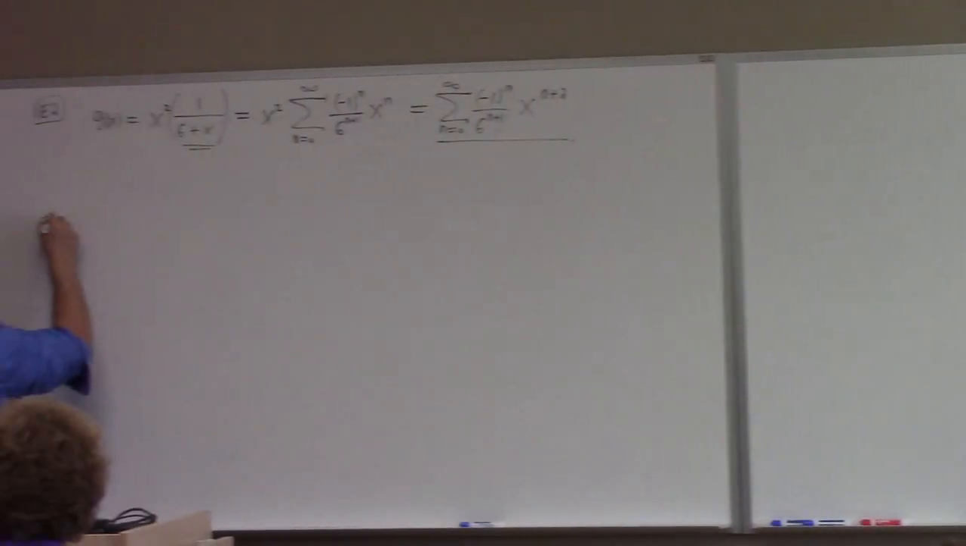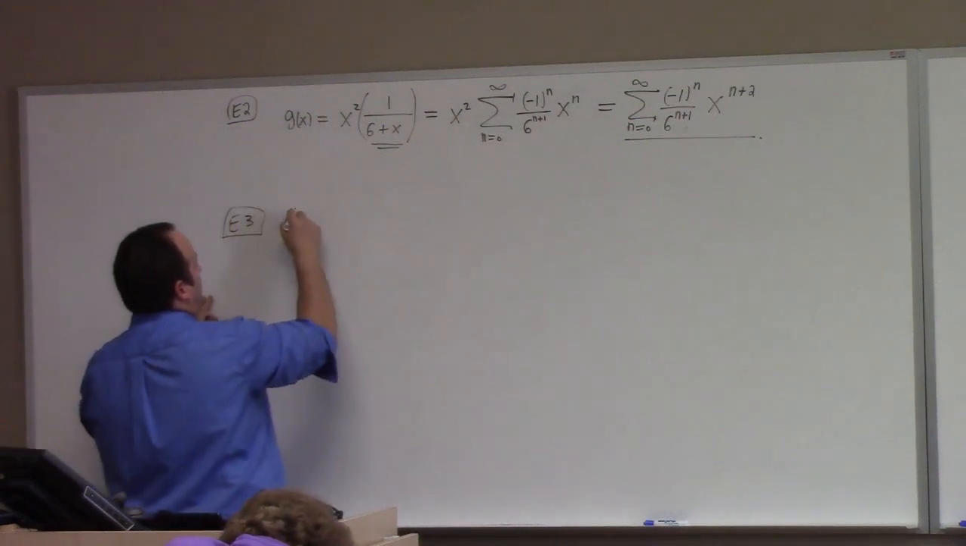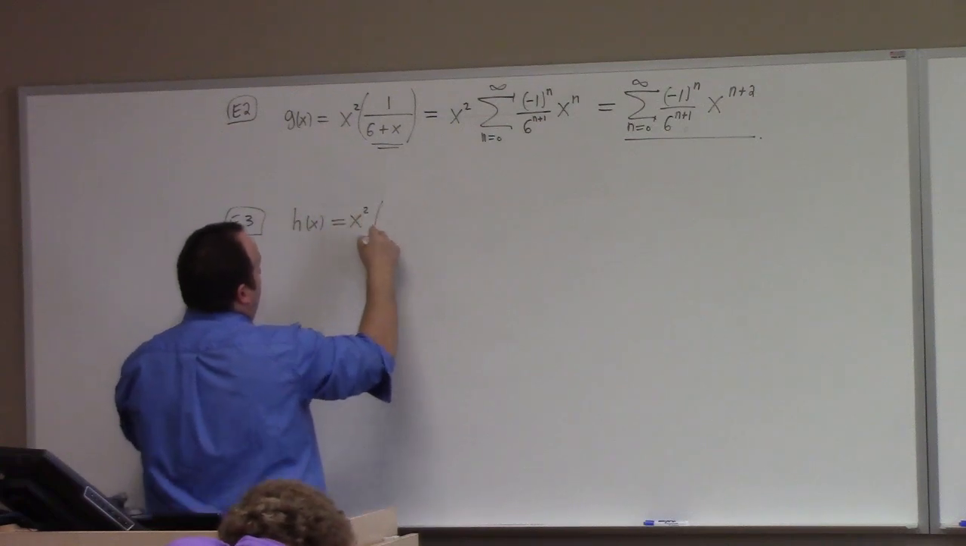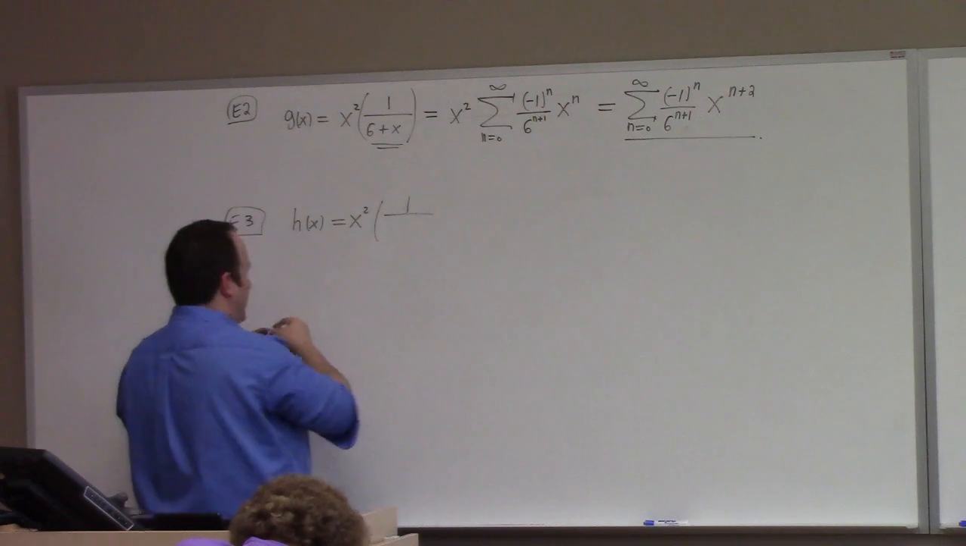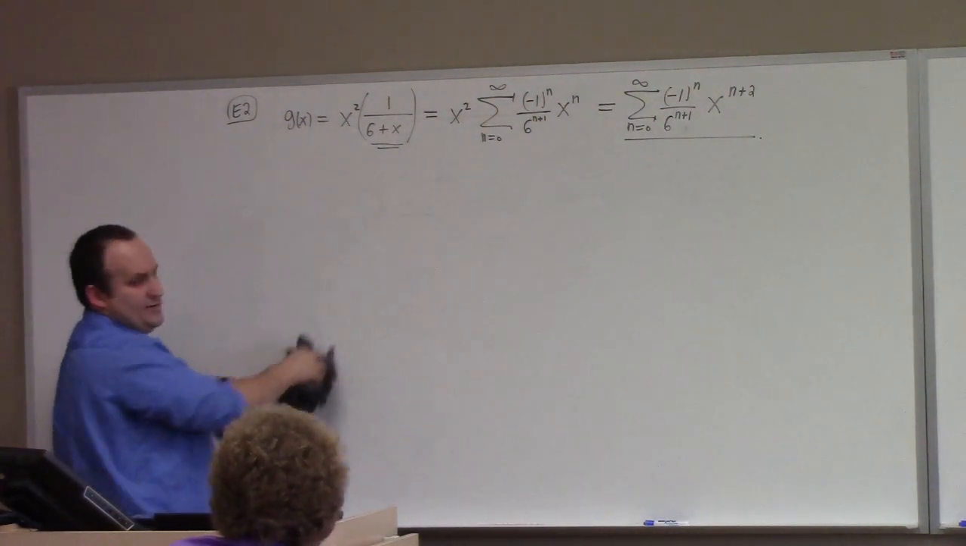Here, let me do something a little bit weirder. Example 3. What if we had h of x equals x squared over 1 over, oh, you know what? Let me stop with the weird examples. It's too weird.